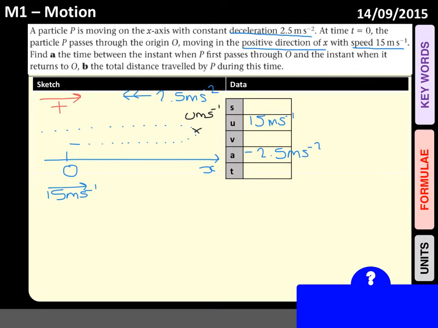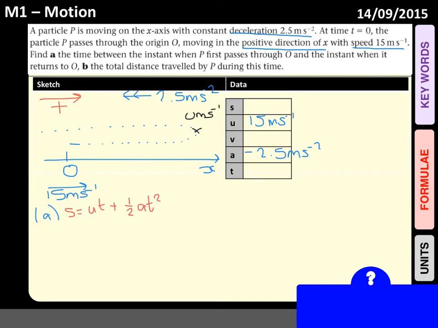First of all, we're asked to find the time between the instant when P first passes through O and the instant when it returns to O. So in this case, we're not thinking about distance with SUVAT, we're thinking about displacement. By the time it's returned back to the origin, it hasn't actually changed position, therefore its displacement is 0. So for this part of the question, we can treat s as being equal to 0. So now we've got s, u and a. We're selecting our formula, and we're trying to find t. So we're looking for one with s, u, a and t, which is going to be s equals ut plus a half at squared.